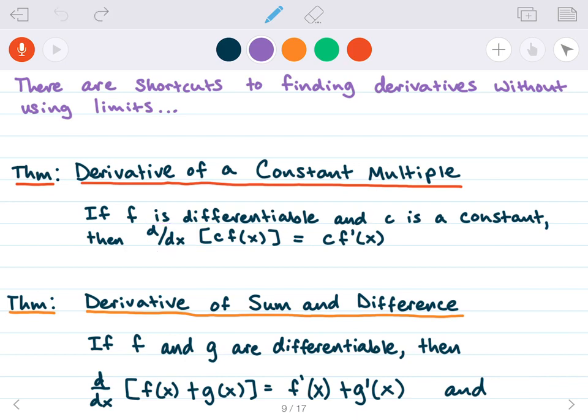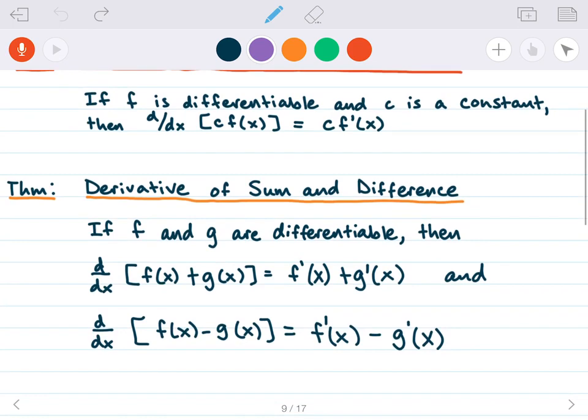Okay, our next theorem is the derivative of sums and differences. If we have two functions, f and g, and they're differentiable, then the derivative of the sum f plus g is equal to the derivative of f plus the derivative of g. And we have a similar story for the derivative of the difference of functions.